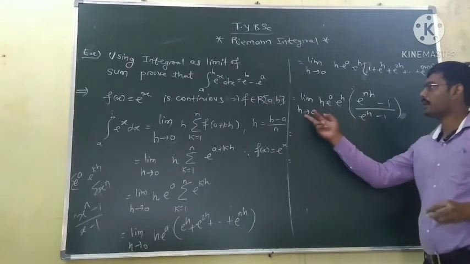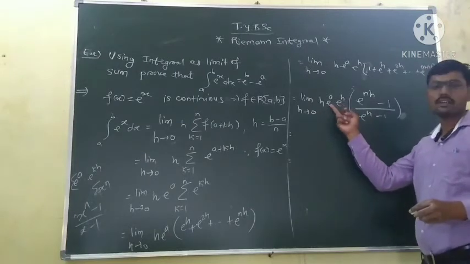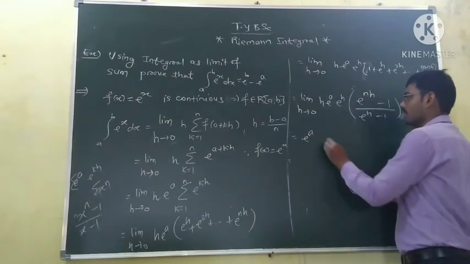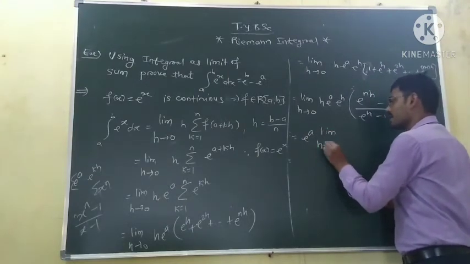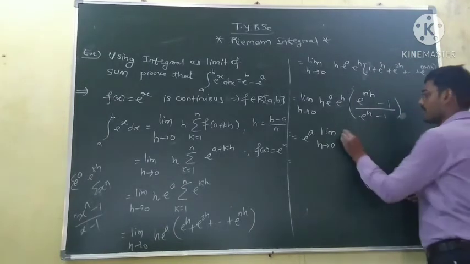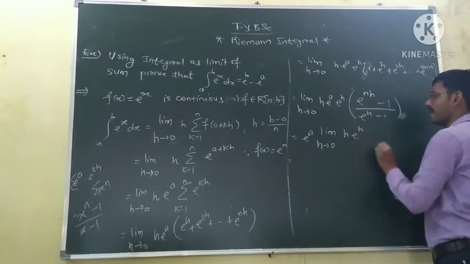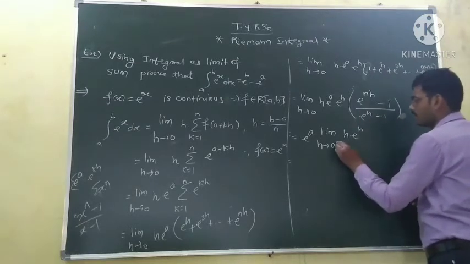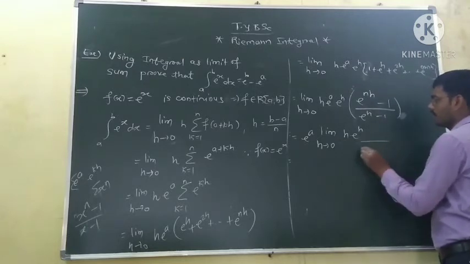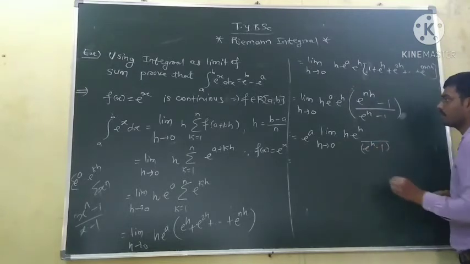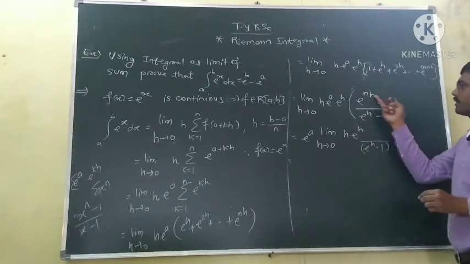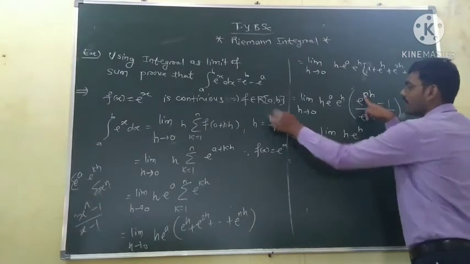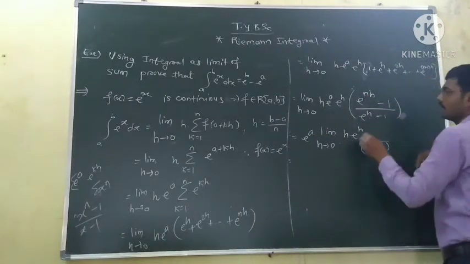Now we will apply the limit. Here e raised to power a is constant, so we can take it outside. This is equal to e raised to power a outside into limit h tends to 0 of h, e raised to power h as it is, upon e raised to power h minus 1 in the denominator. But here in e raised to power nh, the value of h is (b minus a) upon n, so (b minus a) upon n into n, so n and n get cancelled, so only b minus a remains.